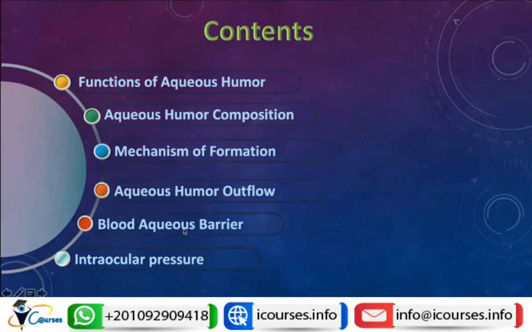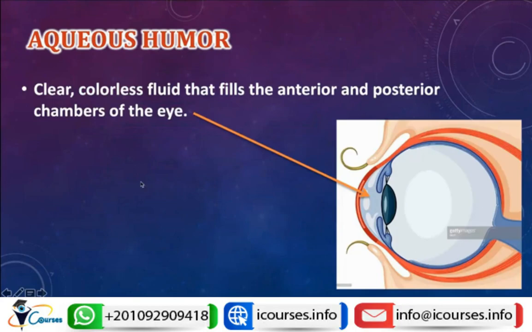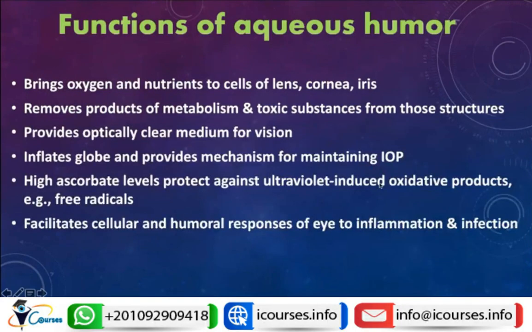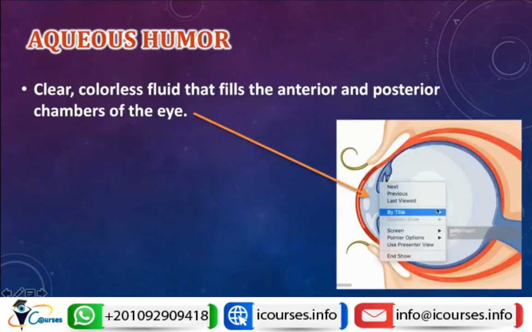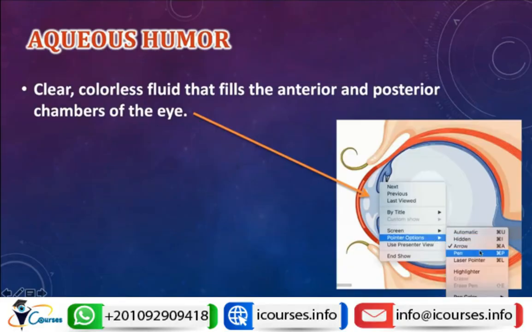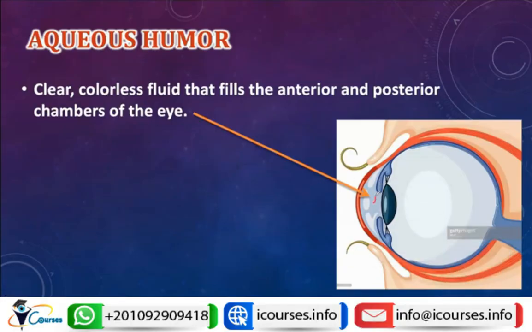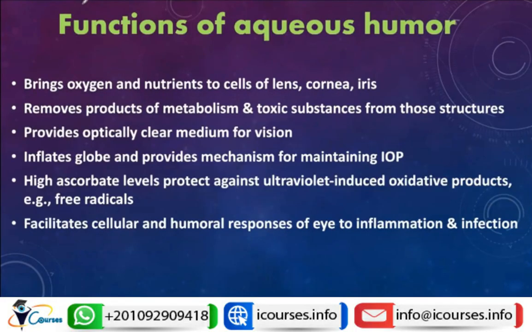So let's start immediately with what is aqueous. Aqueous, we know it is the clear fluid that is present in the anterior chamber between the lens and iris posteriorly and the cornea anteriorly. So here is the aqueous humor, which fills the space of the anterior chamber and posterior chamber.